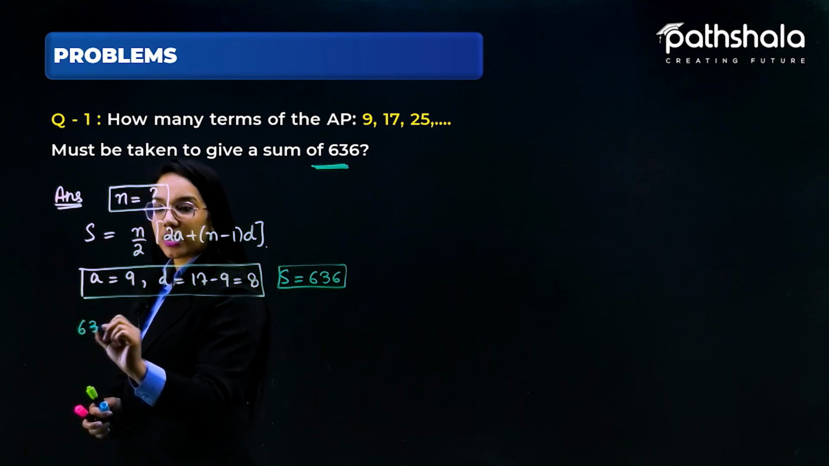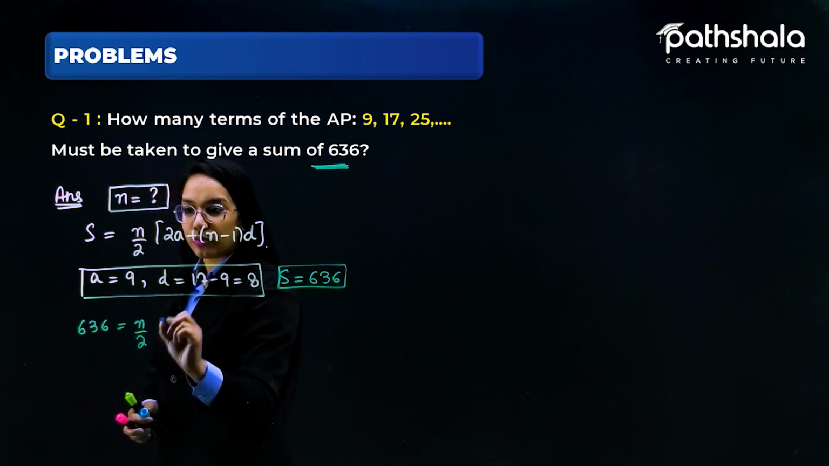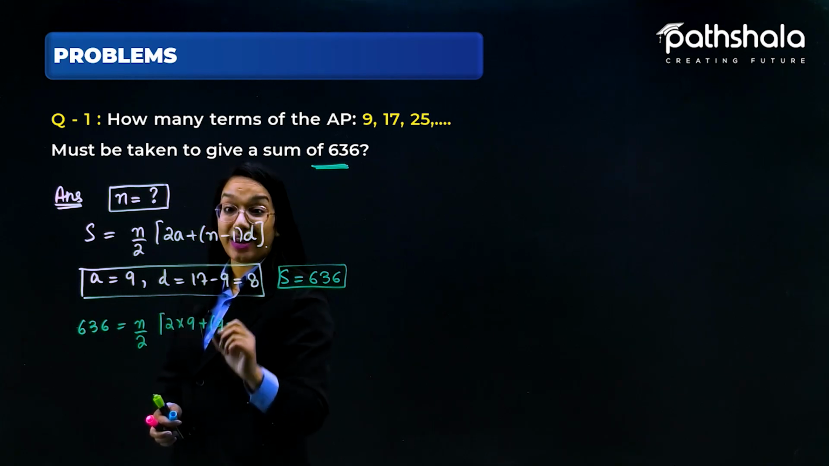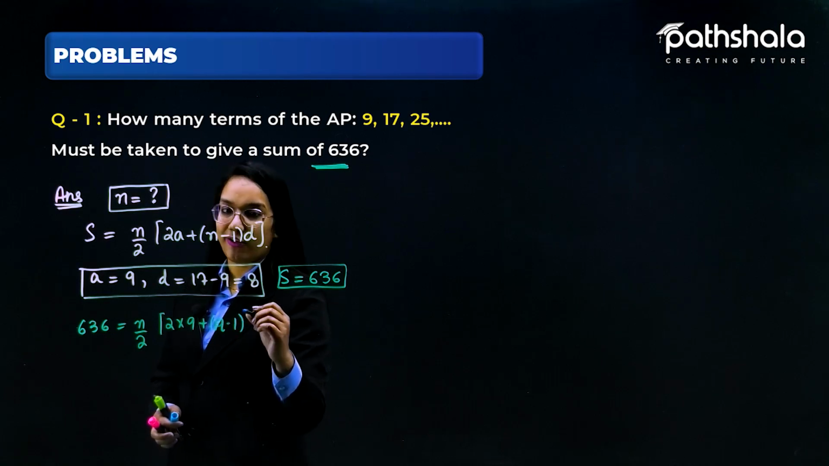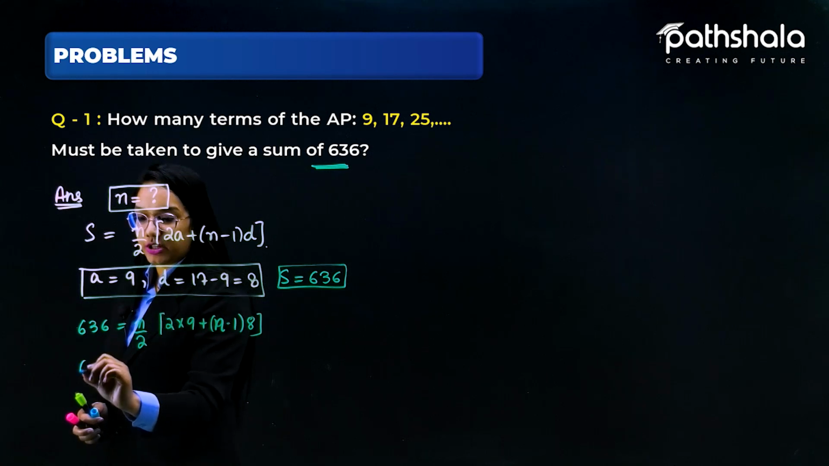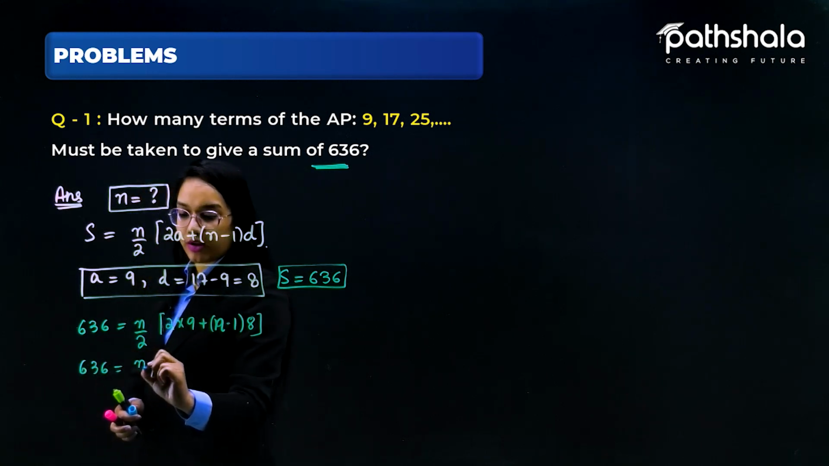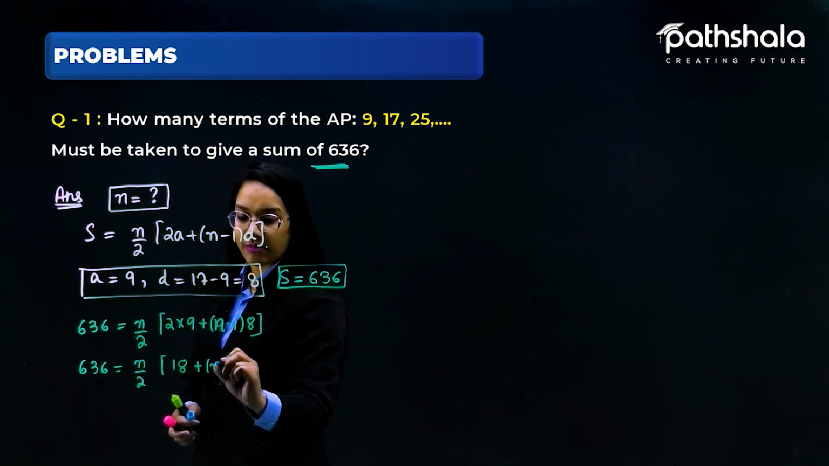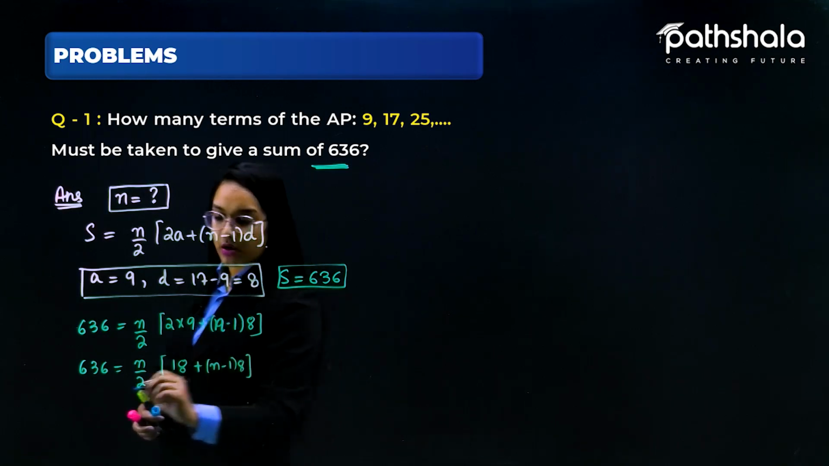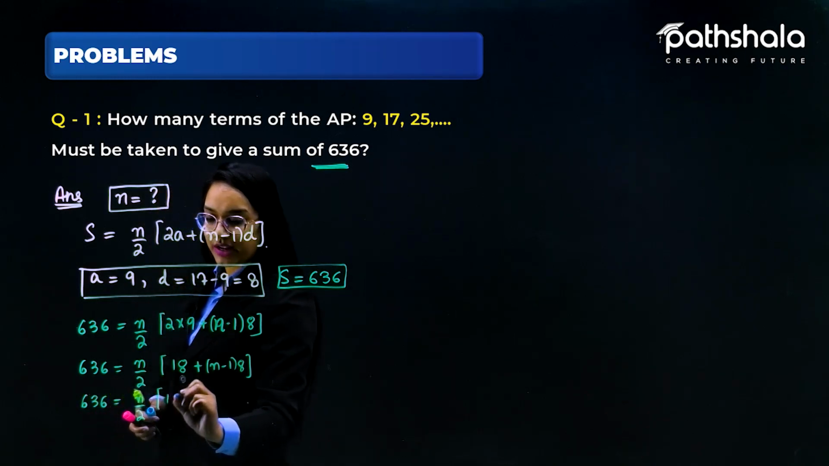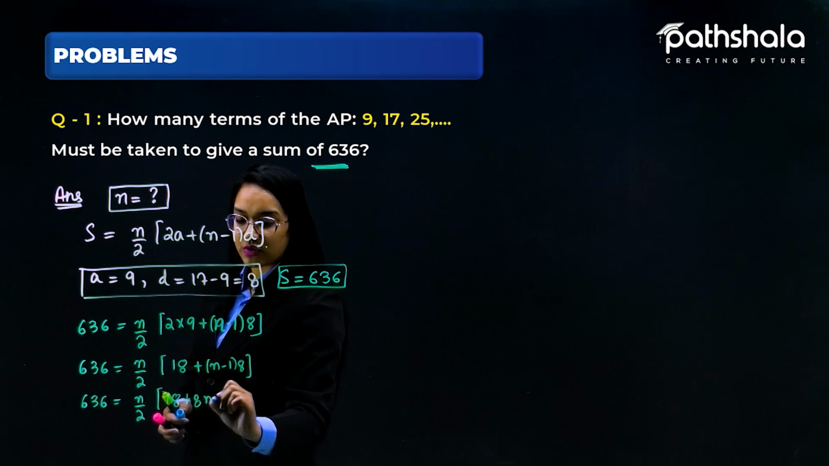Let's plug in the values in this formula. So 636 is equal to n by 2, 2 into 9 plus n minus 1, because we do not know the value of n, and the common difference is 8. Now let's sort it out. This would be 636 equal to n by 2, into 18 plus n minus 1 into 8. Again, 636 is equal to n by 2, 18 plus 8n minus 8.